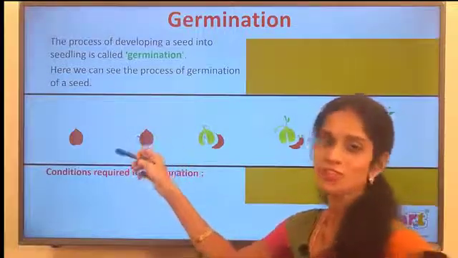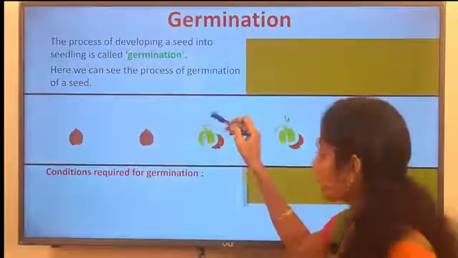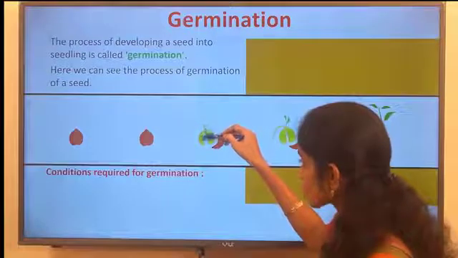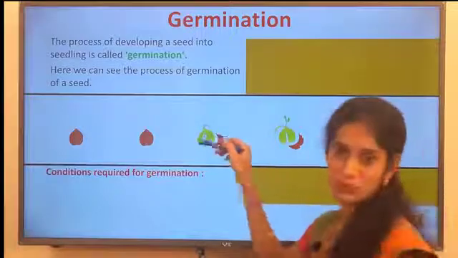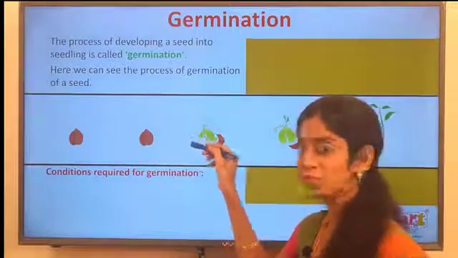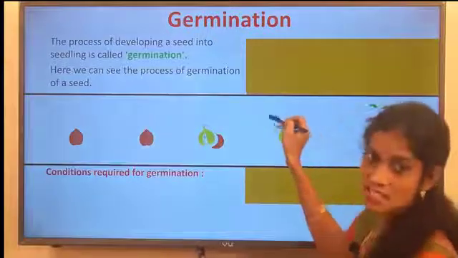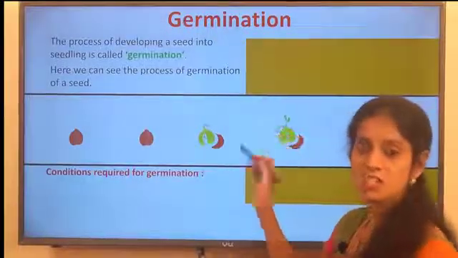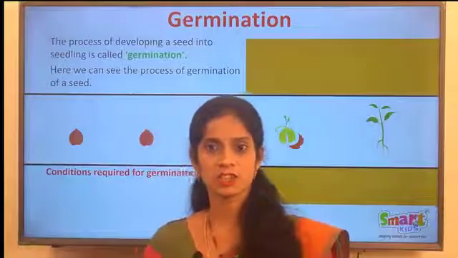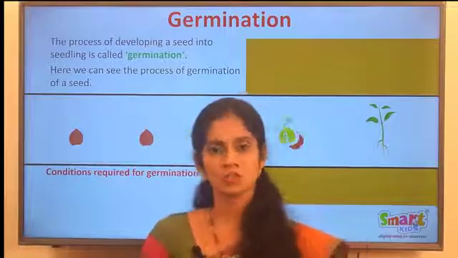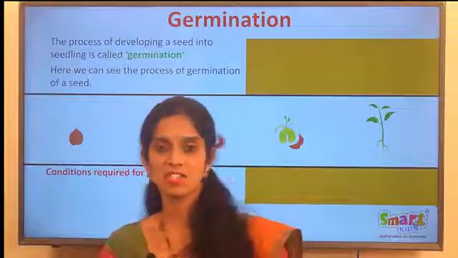In this stage you can see this is the root, and inside you can observe another new part that is called plumule. This plumule will develop into the shoot system. What do you mean by shoot system? We know about the stem, leaves, flowers, fruits. All those parts together we call the shoot system.